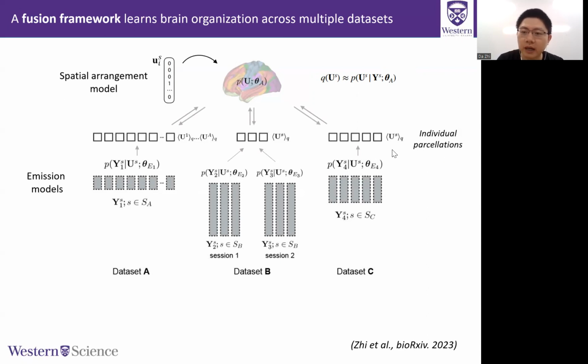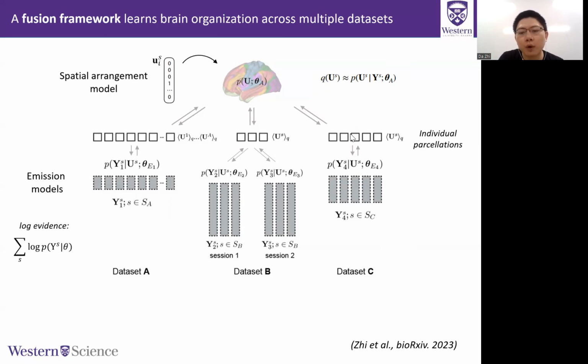And this posterior expectation, denoted in this square and angle bracket, is not only our best guess of the individual parcellation, but also quantifies the uncertainty across the population. This is very important. And then this expectation is passed down to the emission model to calculate the data likelihood for the next iteration. And then we learn this full model through multiple EM processes until convergence.